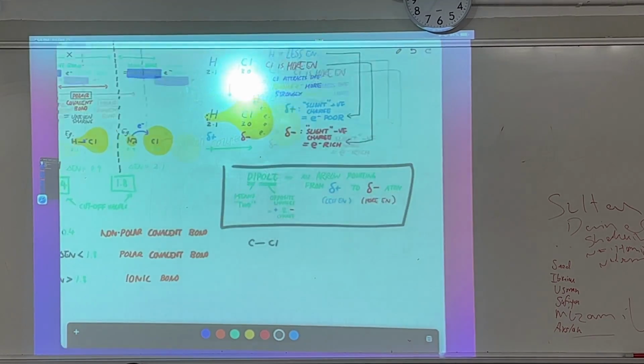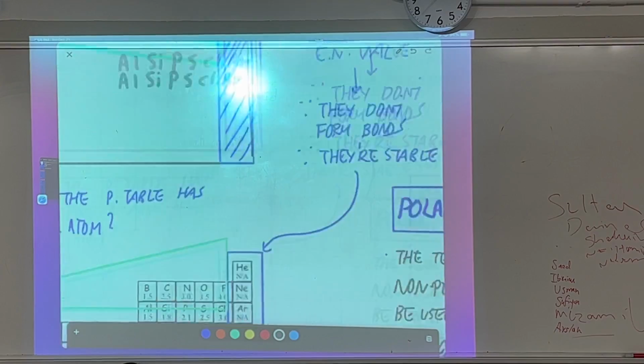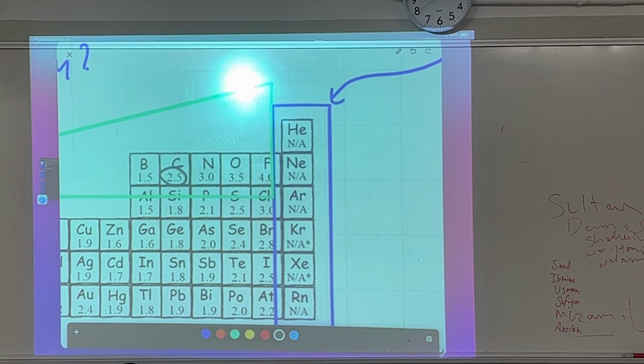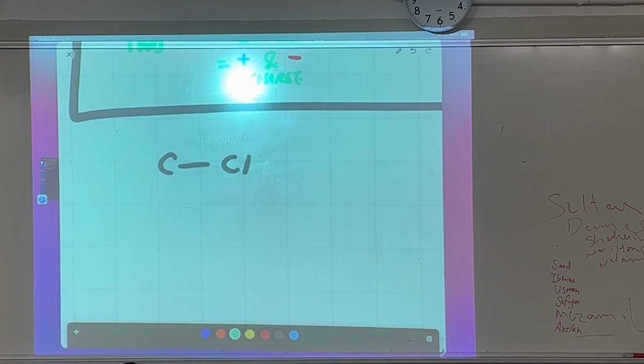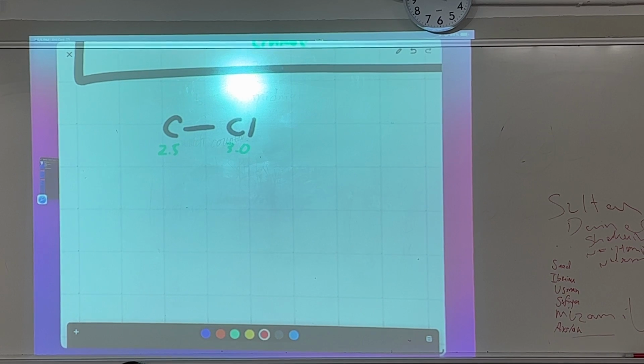You find C and Cl from this table. C has a value of 2.5. Cl has a value of 3.0. So which atom attracts the electron more strongly? Cl. So therefore it will become delta negative, and C will become delta positive.